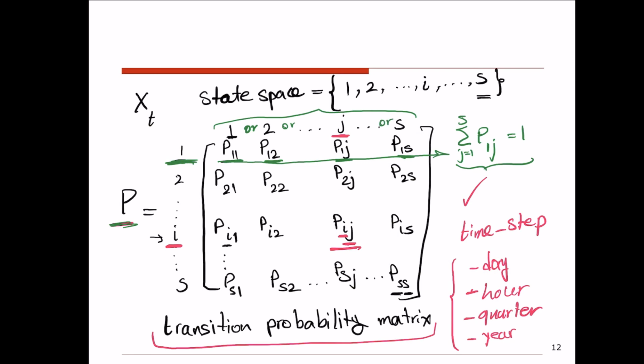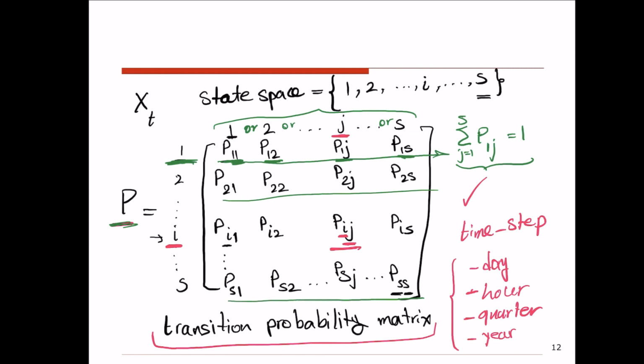So the sum of these probabilities will be 1, because I have to definitely end up at one of these states. Either I stay in the same place or I make a transition to one of the other states. The same holds for row 2, and all the rows to the very end.